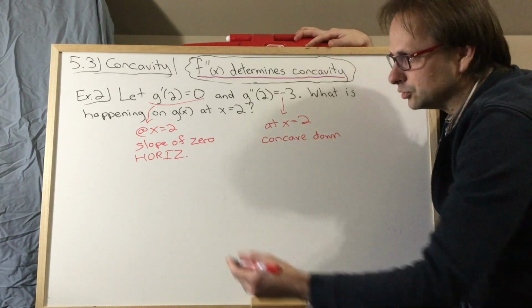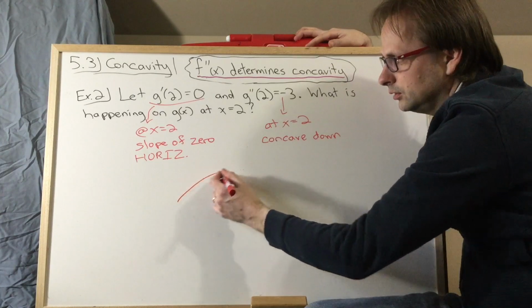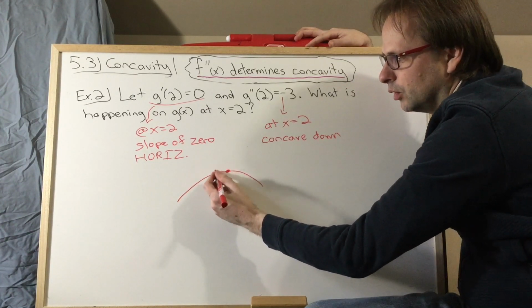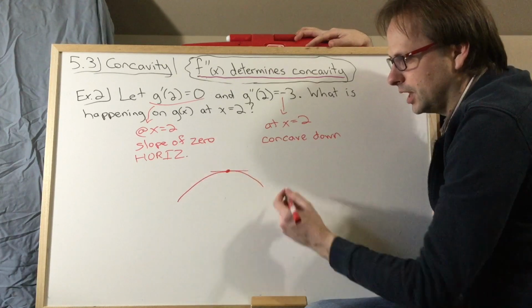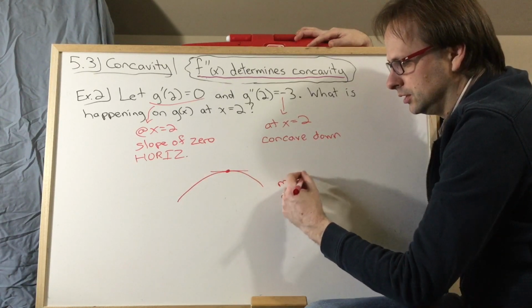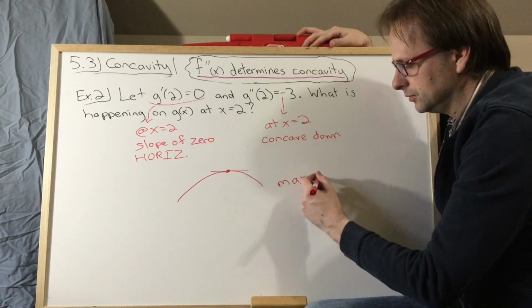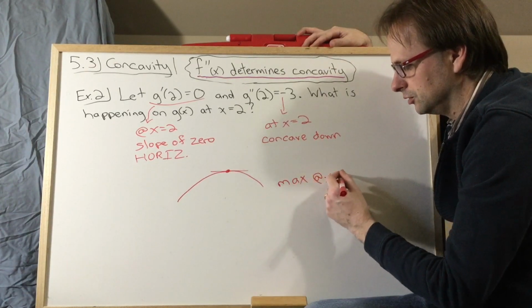So let's draw that situation. Concave down and a slope of 0. What do we have? We have a max. That's the only thing it can be if it's horizontal and concave down. And we have a max at x equals 2.